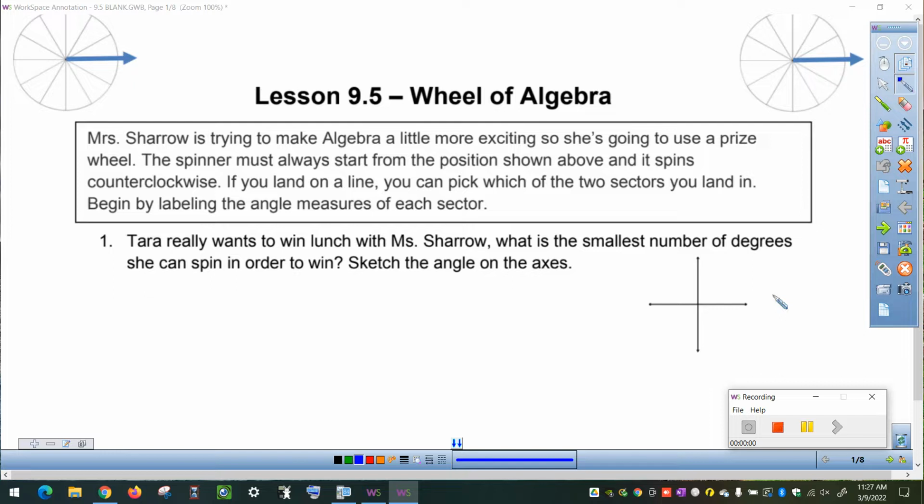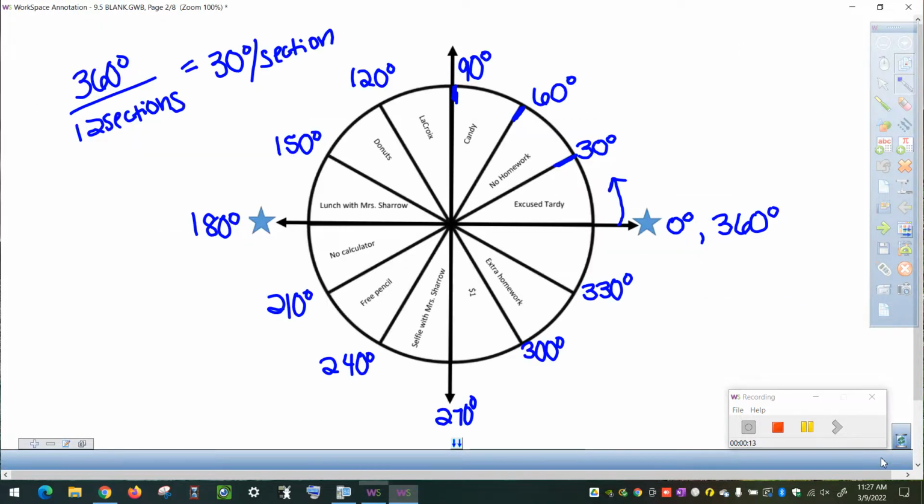All right, so it says Tara really wants to win lunch with Miss Cheryl. And so we want to do the smallest number of degrees that she can spin in order to win. And we also wanted to sketch that angle on the axes. So if we take a look here at our spinner, we know that our paperclip, we're starting here. And if we land on a line, we can choose either of the two prizes.